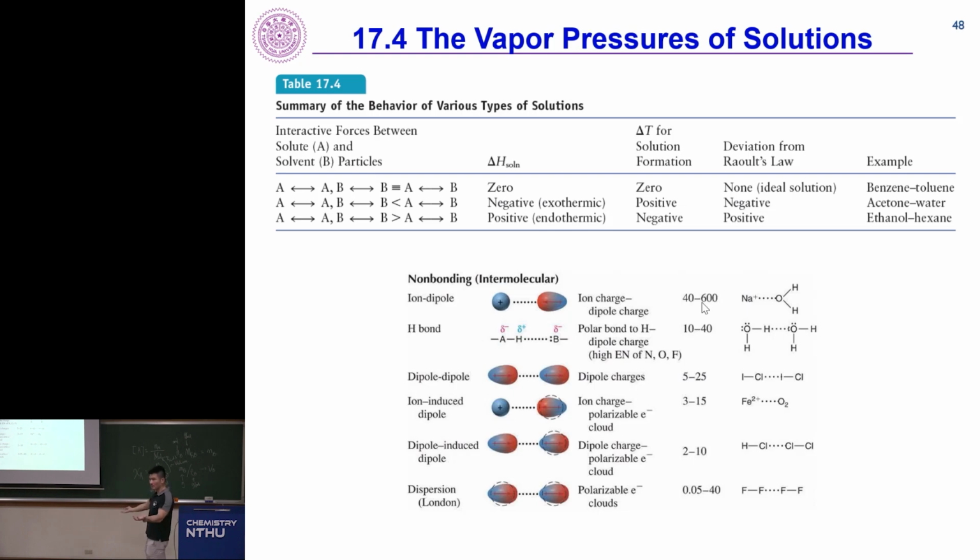And last case, when you have a positive heat of solution, that is when you have a nonpolar and a polar liquid, and you mix them together, you only get mostly nonpolar interactions. Then of course the interaction gets weaker, right? And the deviation from Raoult's law will be positive. The liquids want to get out of the solution because it's not stable.